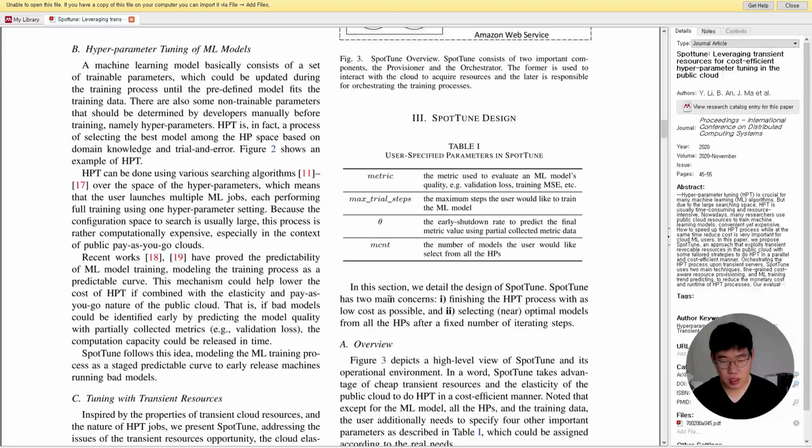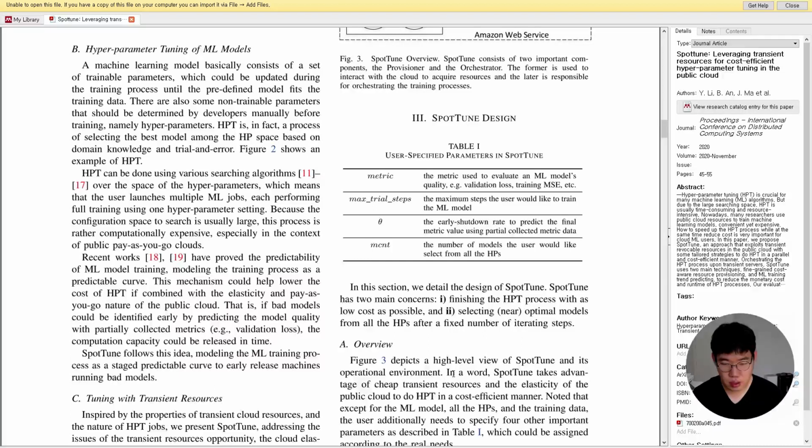SpotTune has two main concerns: finishing the HPT process at as low a cost as possible, and selecting near-optimal models from all the HPs after fixing the number of iterating steps. Overview. Figure 3 depicts a high-level view of SpotTune and its operational environment.